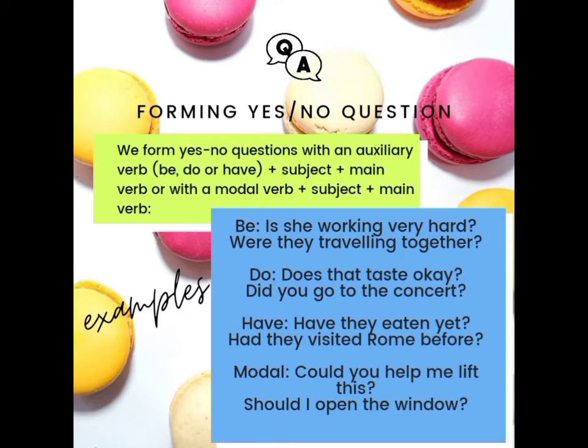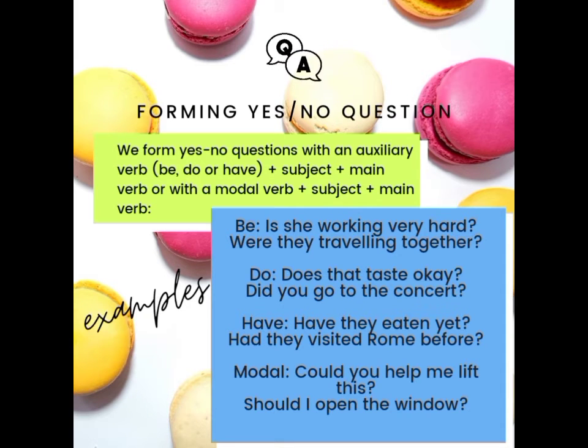How to form a yes no question? We form yes no question with an auxiliary verb be, do, or have plus subject plus main verb, or with a modal verb plus subject plus main verb. Bagaimana caranya membuat pertanyaan yes no question ini?